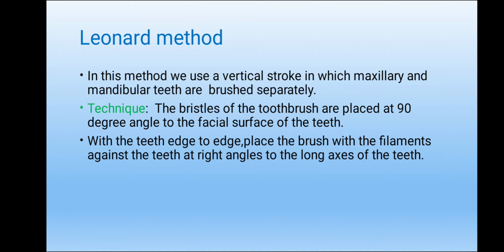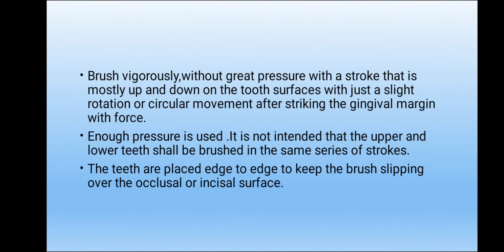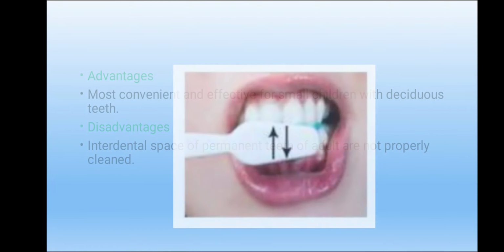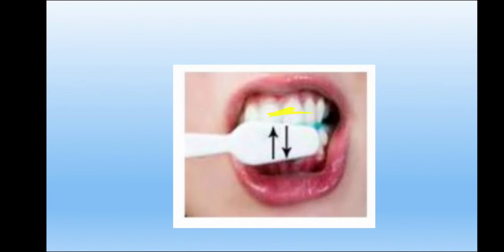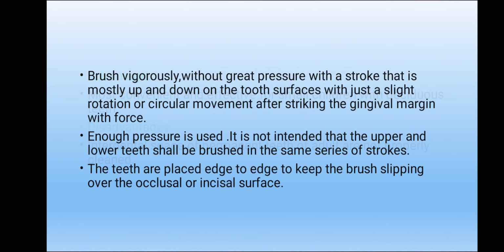Leonard method. In this method, we use a vertical stroke in which maxilla and mandible are brushed separately. Technique: the bristles of the toothbrush are placed at a 90-degree angle to the facial surface of the teeth, as you see in this diagram. This is the facial surface. The bristles are placed at 90 degrees to the tooth surface.